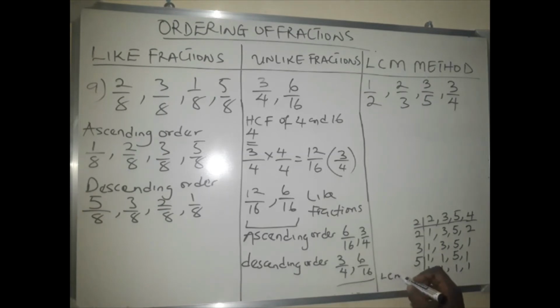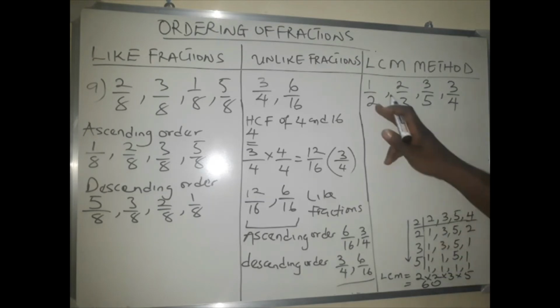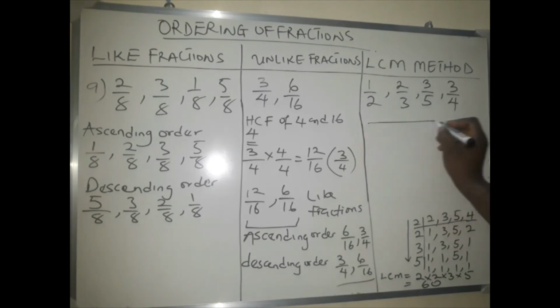So now the LCM will be equal to 2 times 2 times 3 times 5, multiplying all these numbers here, which is now equal to what? 60. So the LCM of 2, 3, 5, and 4 is 60. Now that we know the LCM of the denominators of all the fractions, we now draw the line underneath them and we put the denominator underneath the line.